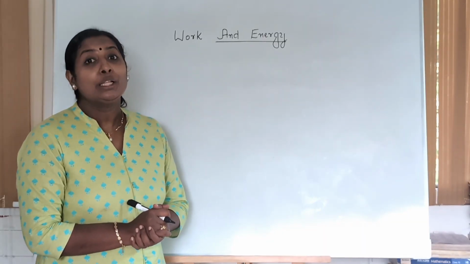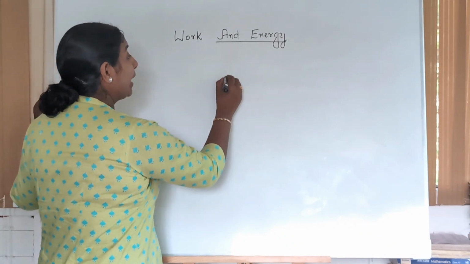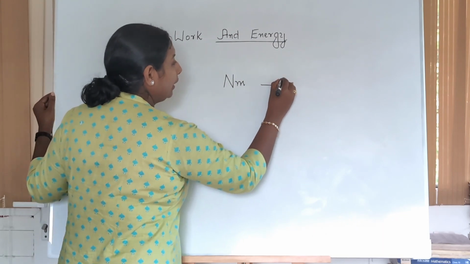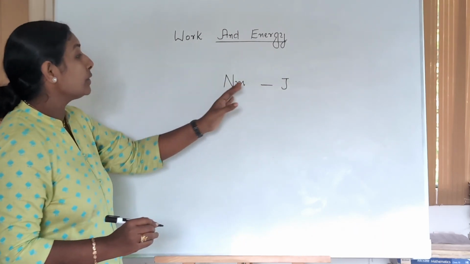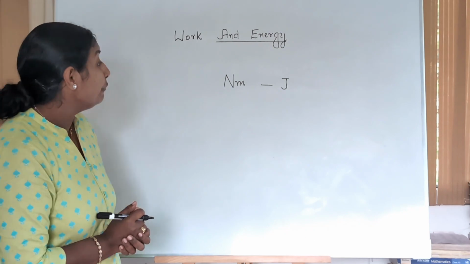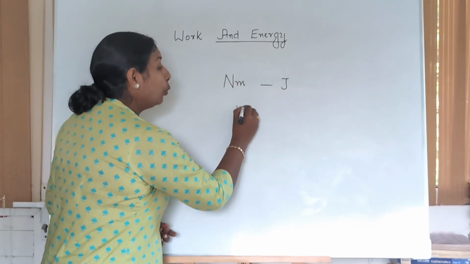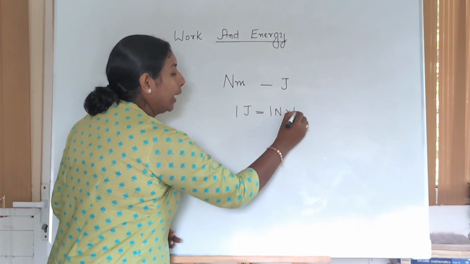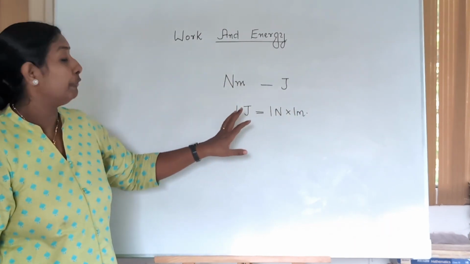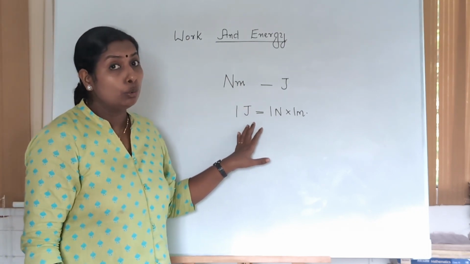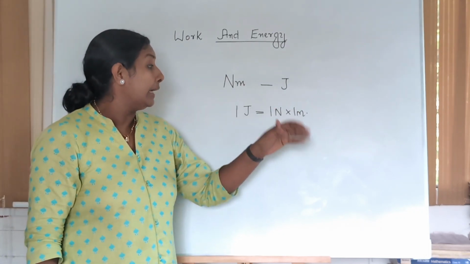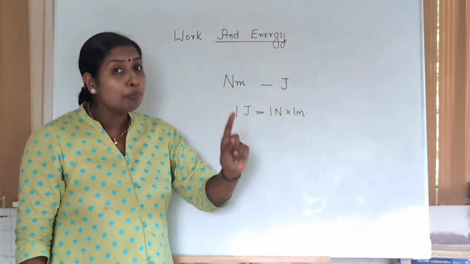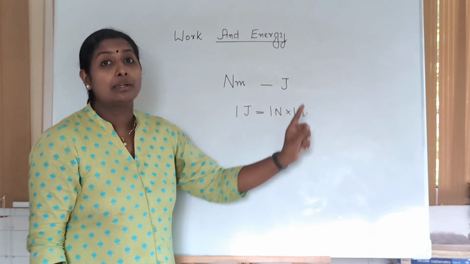So, we have seen the unit of work. What is the unit of work? It is Newton meter, and this Newton meter is called joule. So, a question can be asked to you. Define 1 joule. 1 joule is equal to 1 Newton into 1 meter. So, how can we define 1 joule? 1 joule is the amount of work done on a body when a force of 1 Newton produces a displacement of 1 meter in that body.